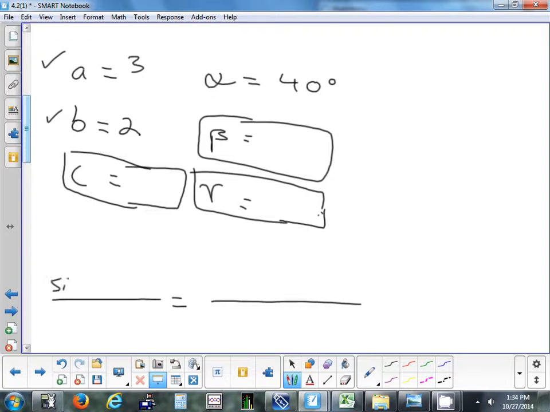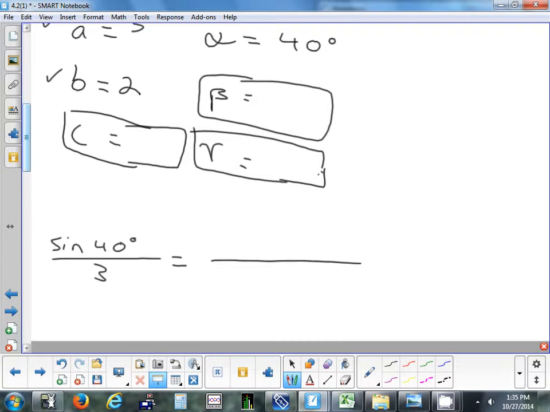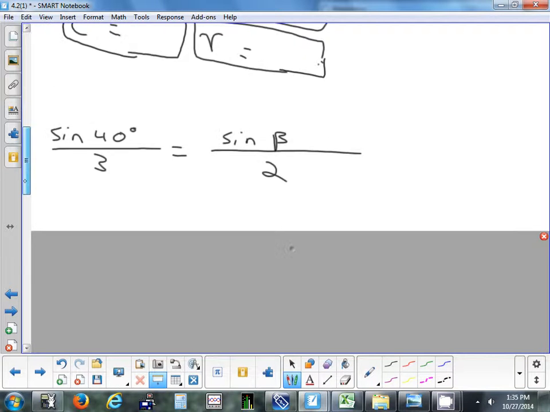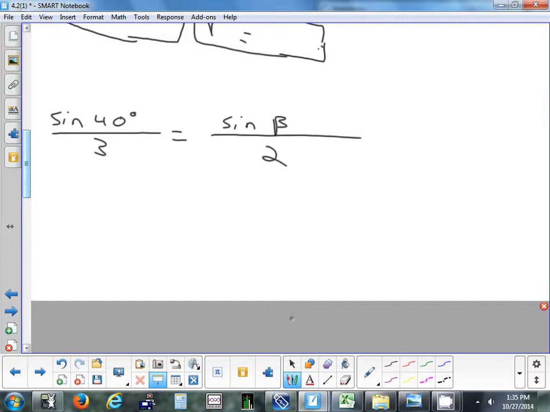So we're going to have sine of 40 divided by 3 equals sine of beta over 2. What's different about where the variable is this time? Yeah, it's in the top. It's inside the sine function. So eventually we'll talk about how we get rid of sine. Okay, so we'll cross multiply.